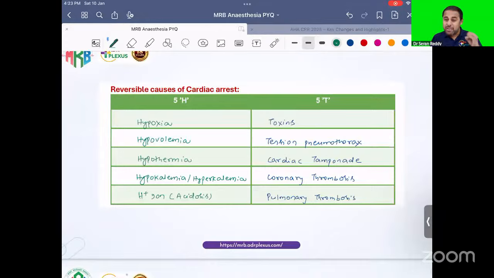This should be in your tips at any point. Like one question, no matter what, will appear regarding the AHA CPR guidelines, because it is one of the most fundamental things which a doctor at that level should be knowing.